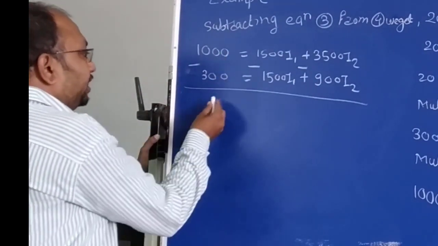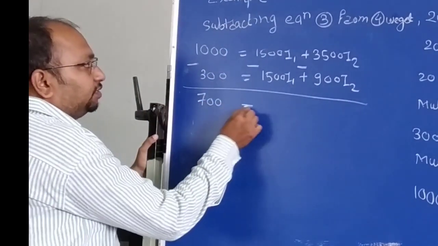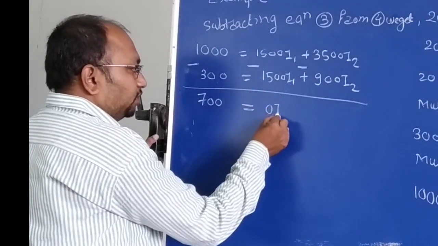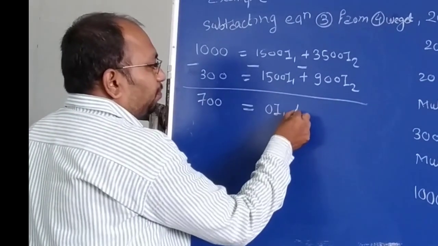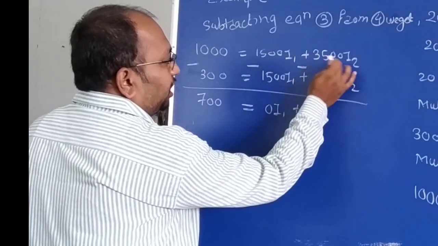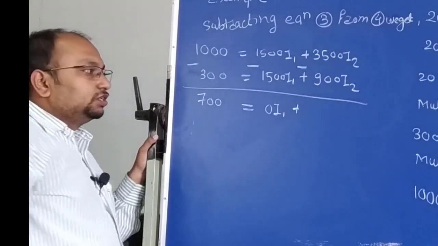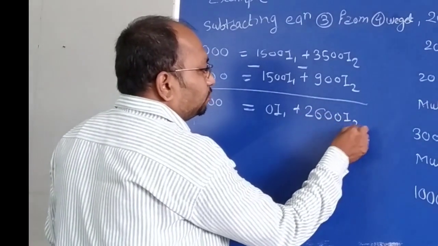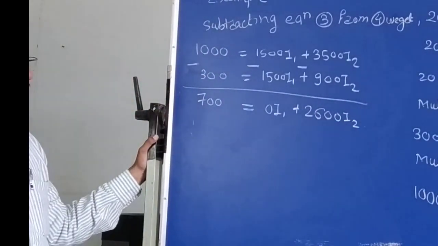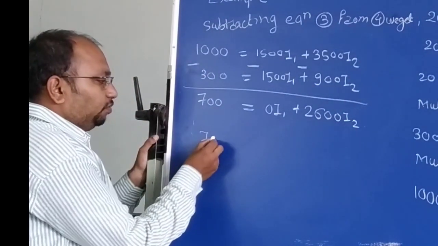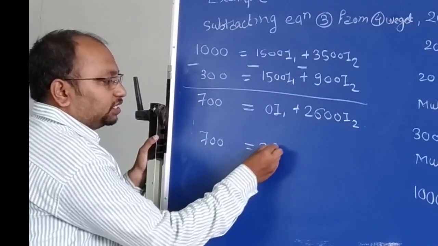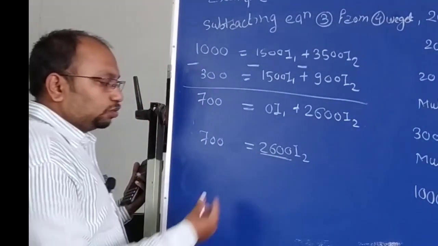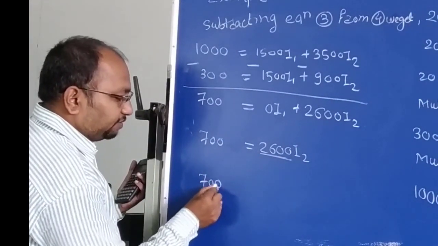So 1000 minus 300, it is coming as 700, isn't it? Is equals to, so as this 1500 minus 1500, it is going to become 0 I1 plus, now from 3500, 900 we are going to cancel it out. So the remaining value is nothing but 2600 I2, isn't it? Now we are going to find out I2 from this. Now take this 2600 to the left hand side. It will be divided to the 700.